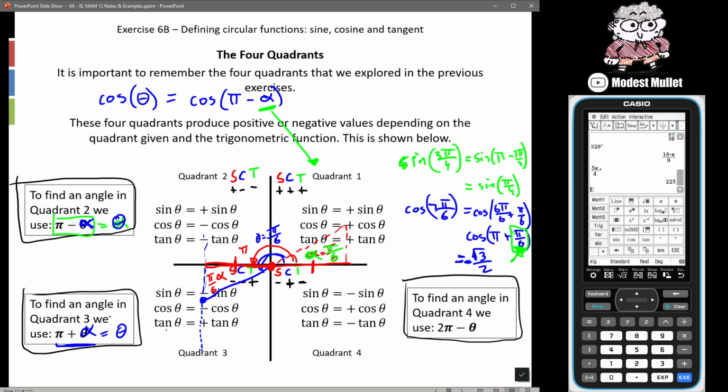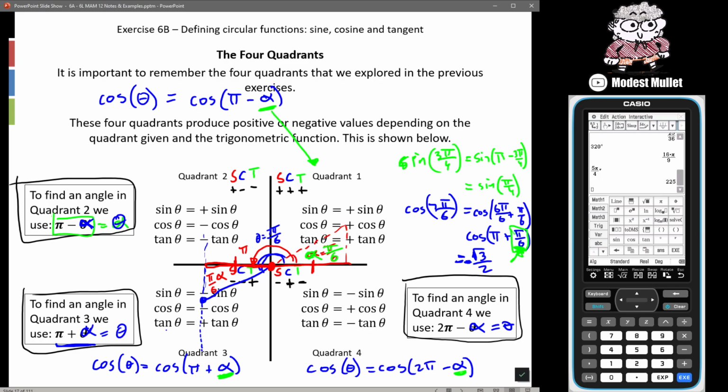Same for quadrant 3. We would have cos of theta. You want to try and rewrite that as cos of pi plus some angle, and that angle is what you can use in quadrant 1. Quadrant 4, same thing, cos of whatever angle that got you in quadrant 4. We try and rewrite that as 2 pi take away some angle. Again, that is what you can use in quadrant 1, and then just figure out if it's positive or negative. And you can do that the same for sine and tan.